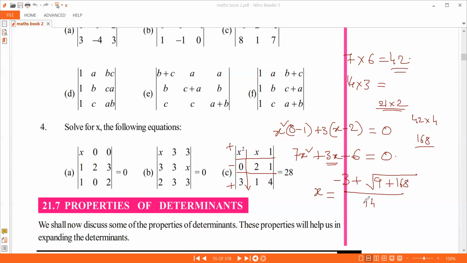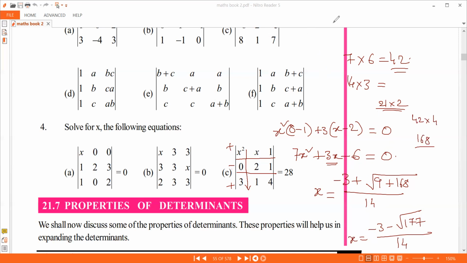So next one is the negative part. x is equal to minus 3 minus square root of 168 plus 9, which happens to be 177, square root of 177, right? So whole divided by 14. This is one value of x, this is the other value of x. That's it. But they have given 28.